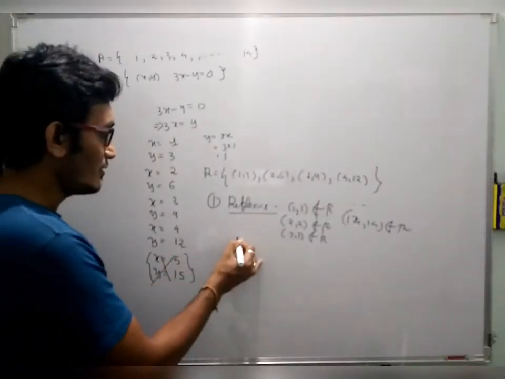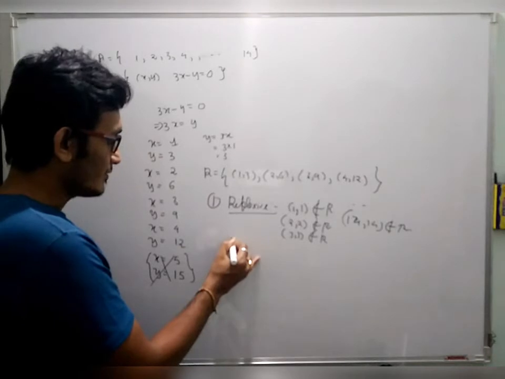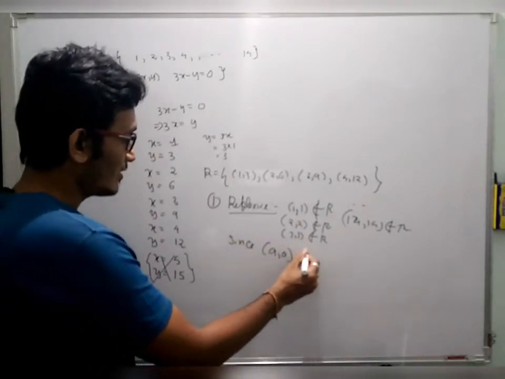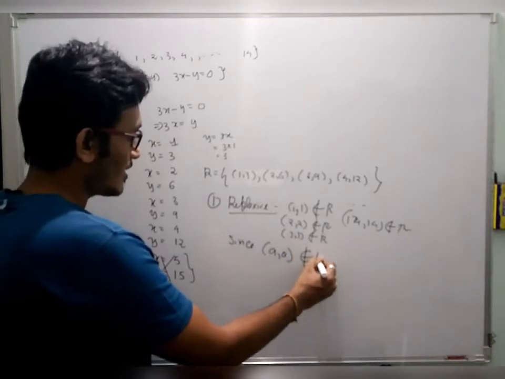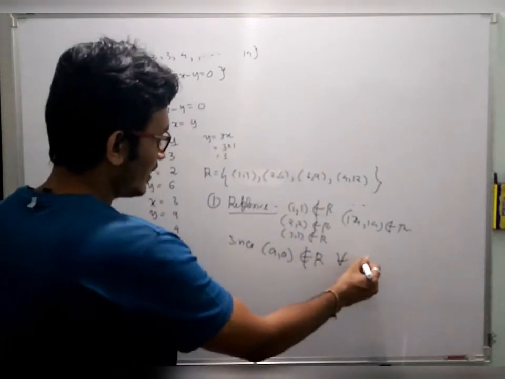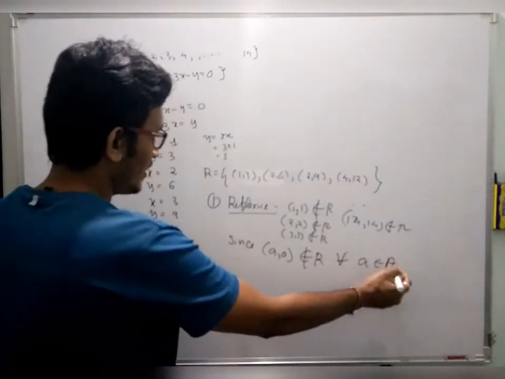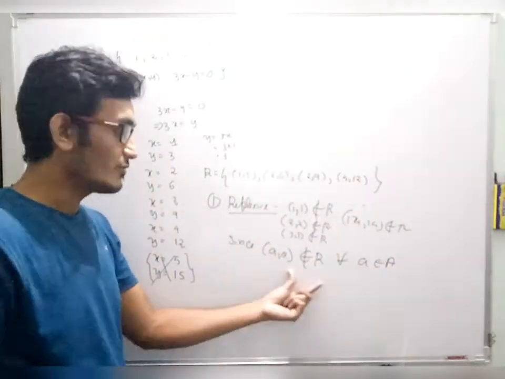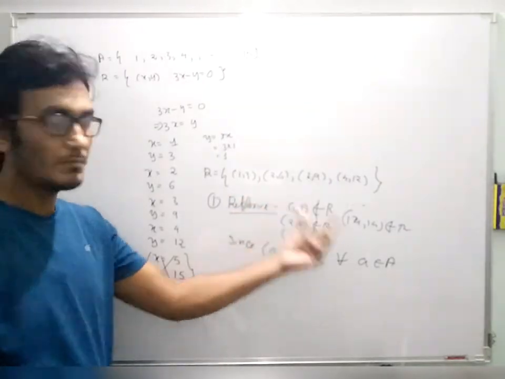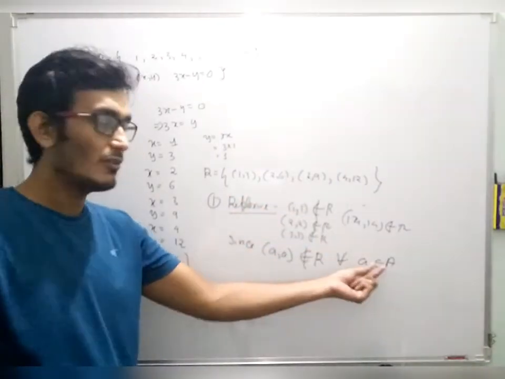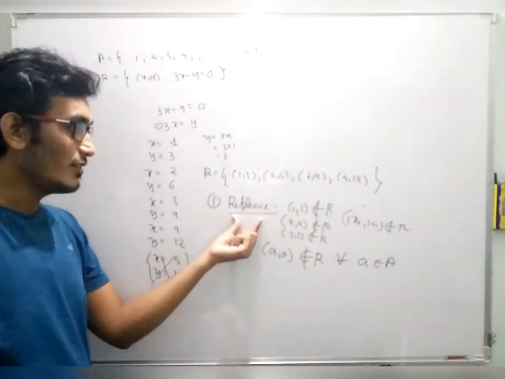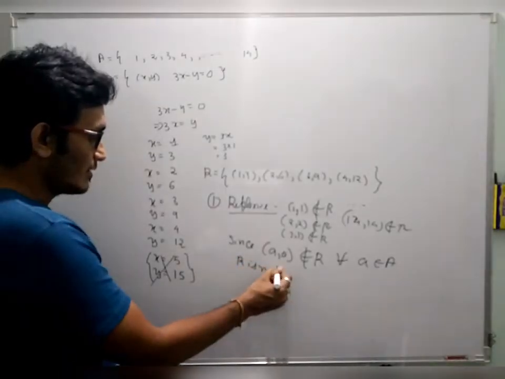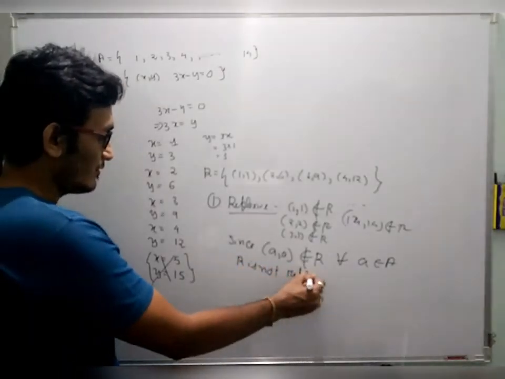So what should be the conclusion? Since (a, a) does not belong to R for every a belonging to A, this is the symbol of 'for every'. Since (a, a) does not belong to R, the doublets are not present for every a belonging to A. So the relation is not reflexive. R is not reflexive.